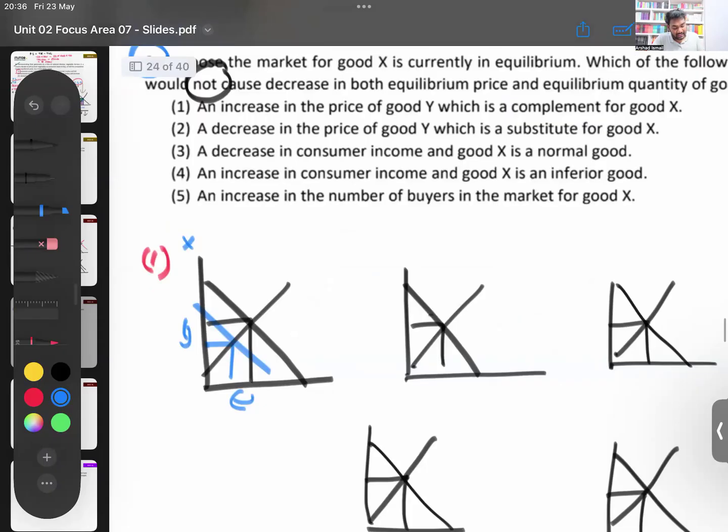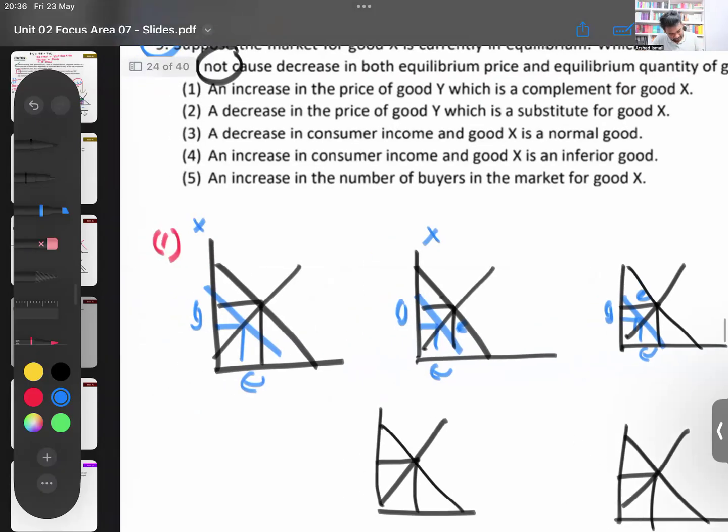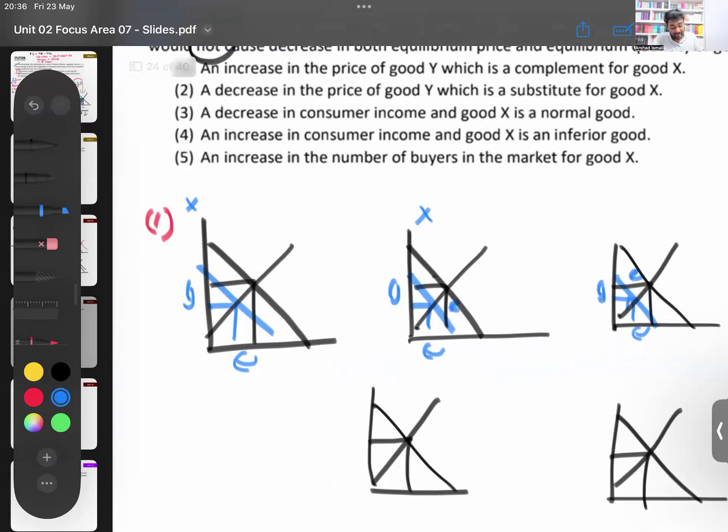Second one, a decrease in the price of good Y, which is a substitute. If the substitute's price comes down, again, demand for your good will come down, price will come down, quantity will come down. Can't. Third one, decrease in consumer income. Same, demand will decrease, price will come down, quantity will come down. No. Then, in simple terms, what doesn't decrease demand? Increase in consumer income for an inferior good. For an inferior good, if income increases, again, demand will come down. Then price will come down, quantity will come down.